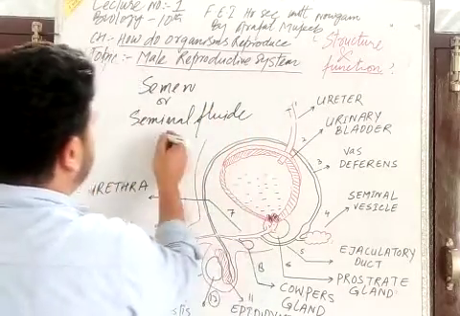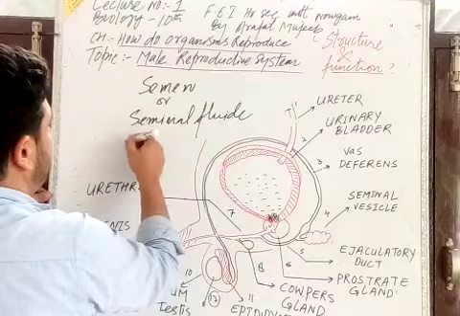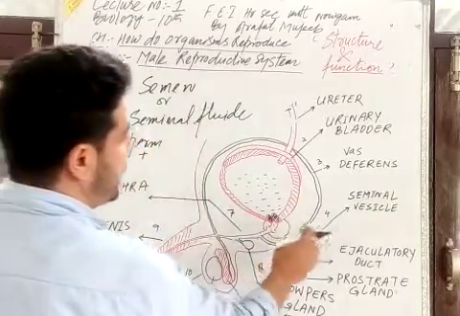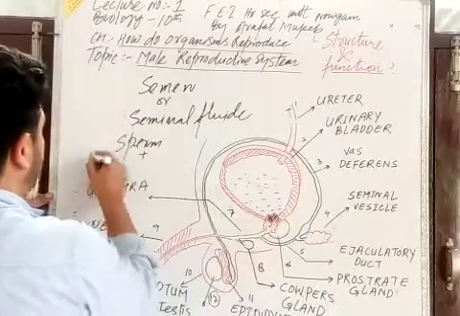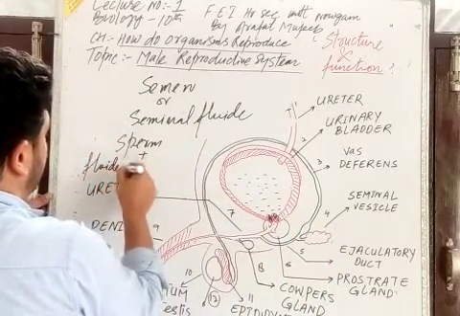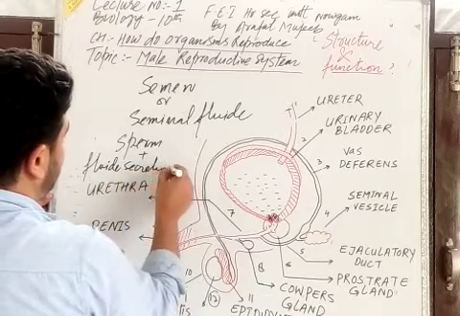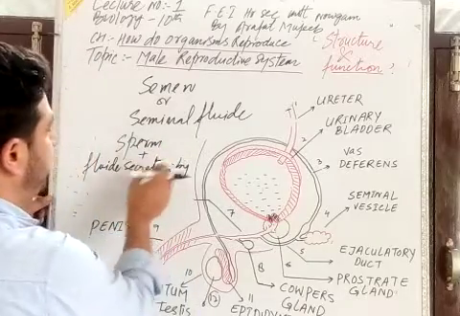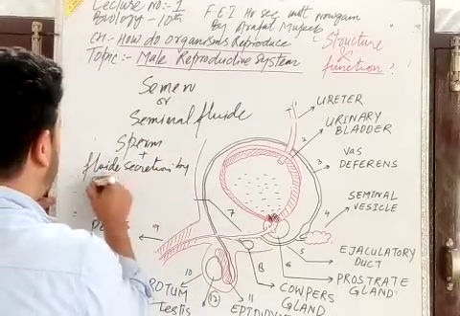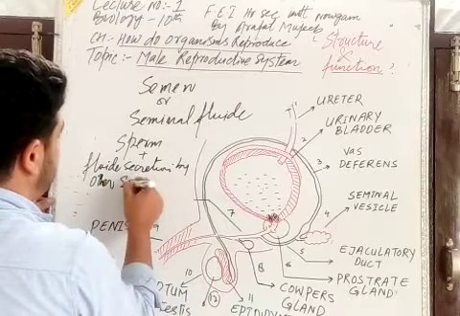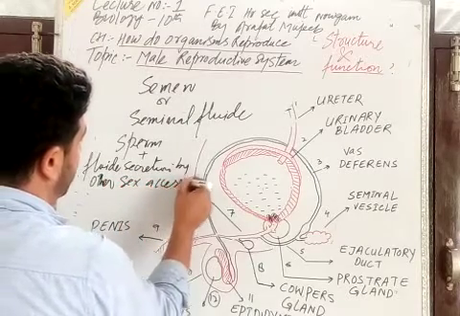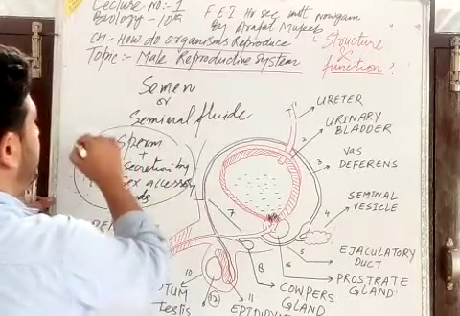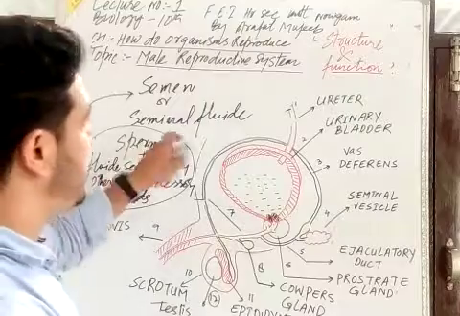So what is the seminal fluid? It is a collection of sperm. Sperm plus जो fluid निकलता है, the fluid secretion by other sex accessory glands. इसको नाम पड़ता है फिर this seminal fluid.